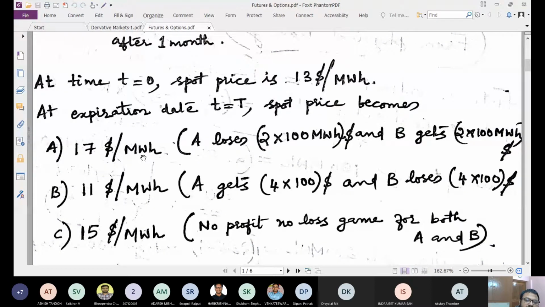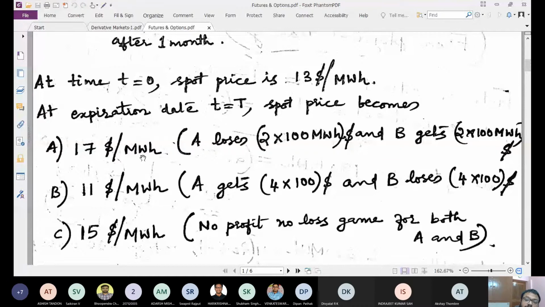So if he sells his power in the spot market, he will get $17 per megawatt hour. But because of this future contract, he can only sell his energy at $15 per megawatt hour in the derivative market. Okay, so basically a $2 loss is there for the seller. For 100 megawatt hours, 2 into 100, so a $200 loss is there for the seller A.